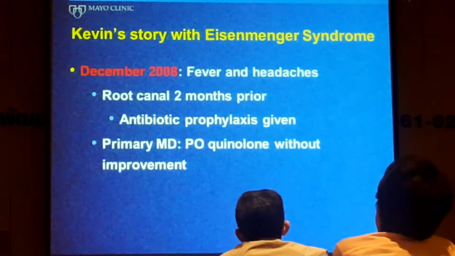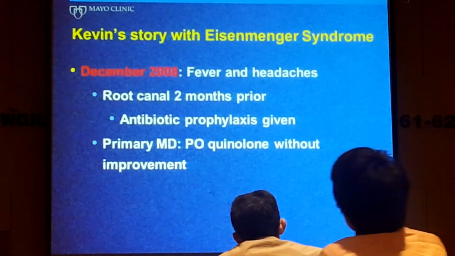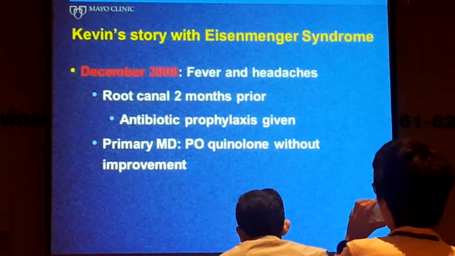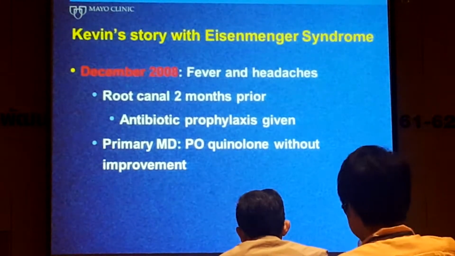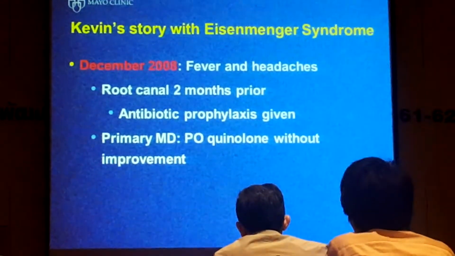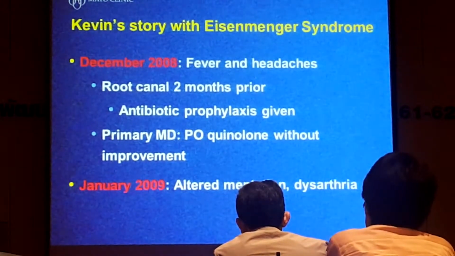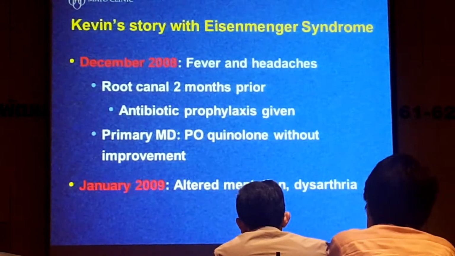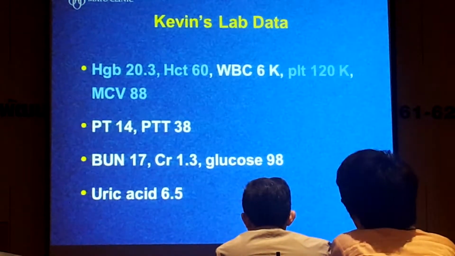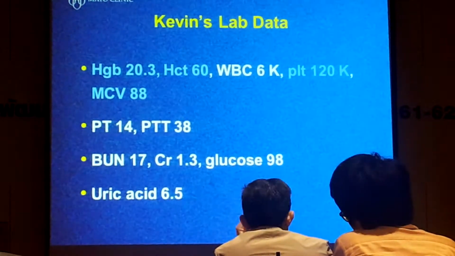I'm going to pick up his life from 10 years ago. He called me. He said, I'm having a headache and I had the root canal. I took antibiotics like you always teach me to, but I'm not doing well. My doctor gave me quinolone antibiotics and I'm not getting better. And he started having mental status changes and dysarthria, which is a very concerning thing in an Eisenmenger patient. So let's look at his lab. His hemoglobin is 20, his hematocrit is 60, platelet count is 120,000, and MCV is 88.